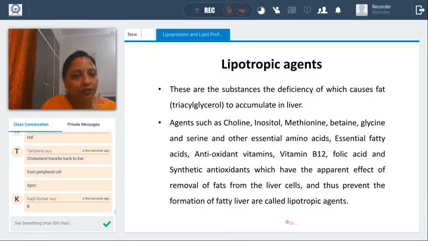Please add in the box examples of lipotropic agents. What are the examples of lipotropic agents?